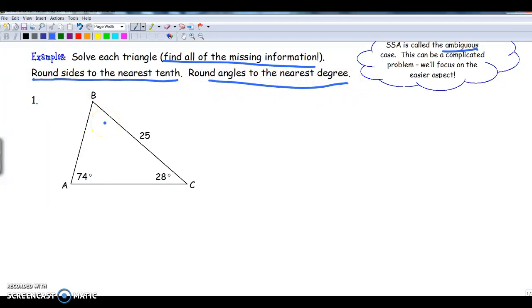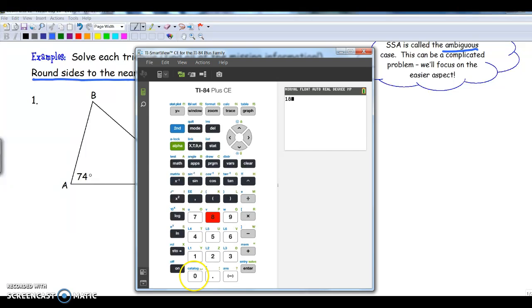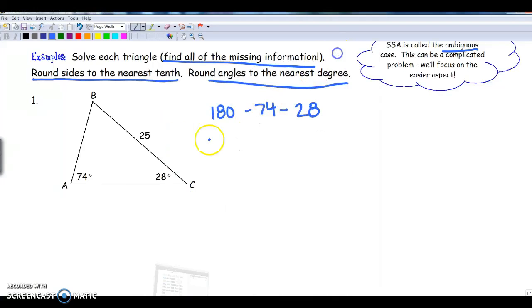All right, so the angle in this one should be real simple to do. We know angle A, we know angle C, so all we got to do is subtract 180 minus 74 minus 28. If you do that, you're going to get 78 degrees. So angle B is 78 degrees.